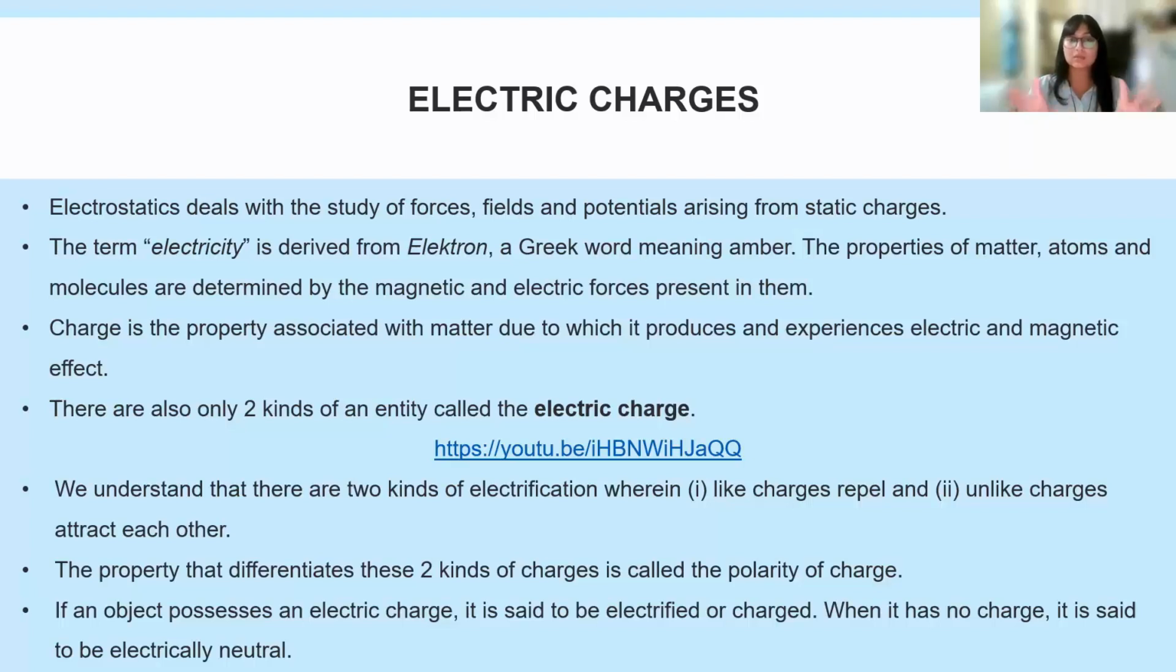Both of them are charged with like charges. If both of them are positively charged, then they will not attract each other. They will push away from each other. If they are oppositely charged, then only they will attract.